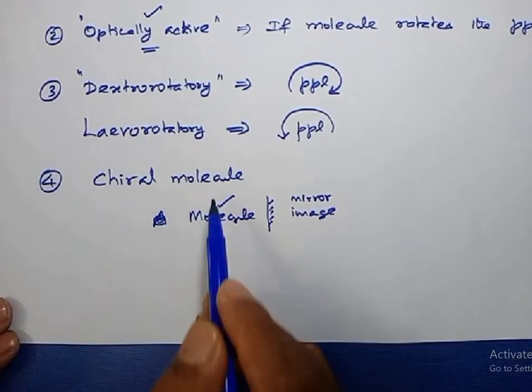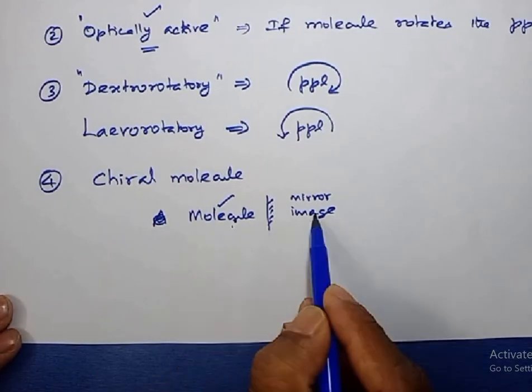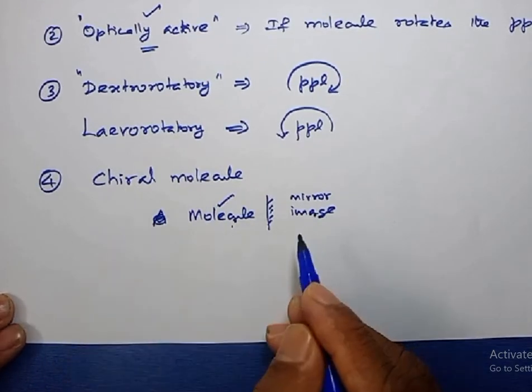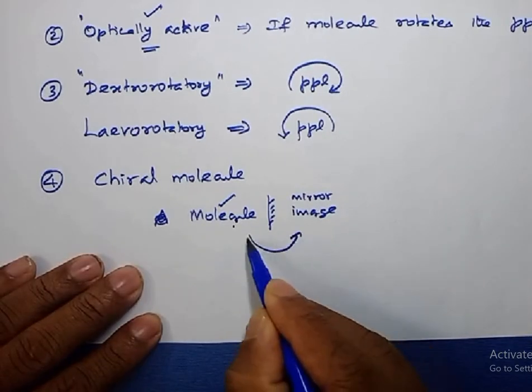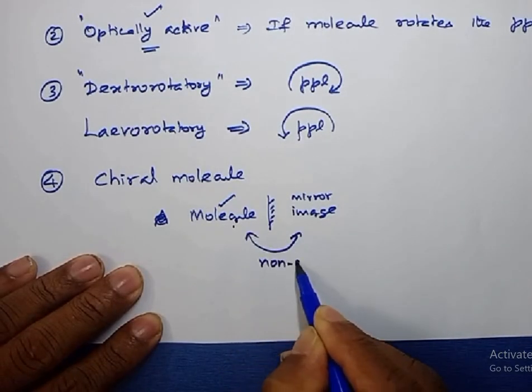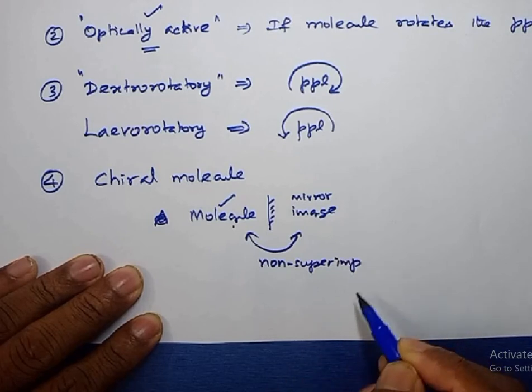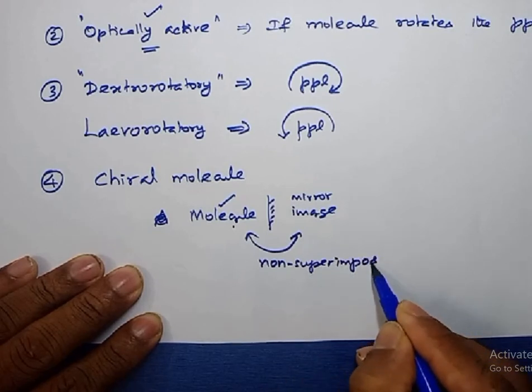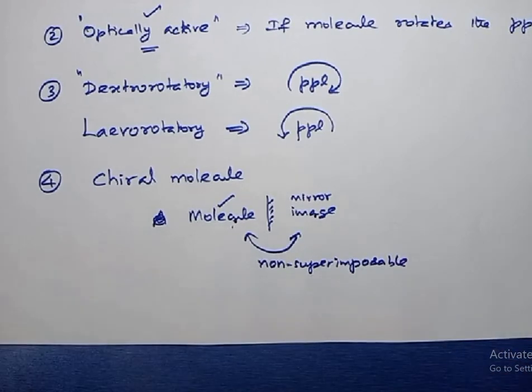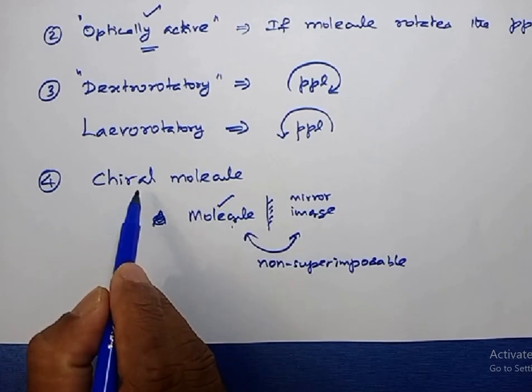What is meant by chiral molecule? If a molecule and its mirror image are non-superimposable, right? If these two are non-superimposable, don't write impossible, okay? See the spelling, impossible. If a molecule and its mirror image are non-superimposable, then we call that molecule a chiral molecule.